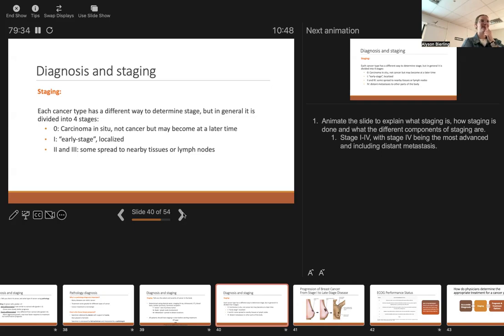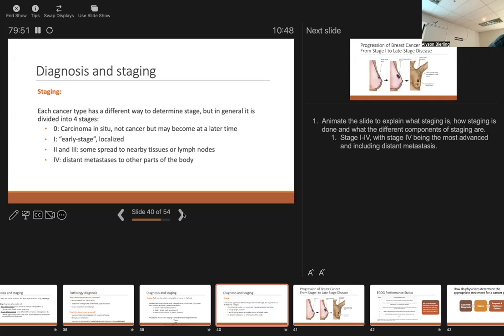I hear some whispering. Somebody say it loudly. Your whispers are correct. Say it loudly for the whole group to hear. Yeah, other organs. Exactly. What do we call that? Metastasis, exactly. So stage 4 is a cancer that has metastasized to other parts of the body.